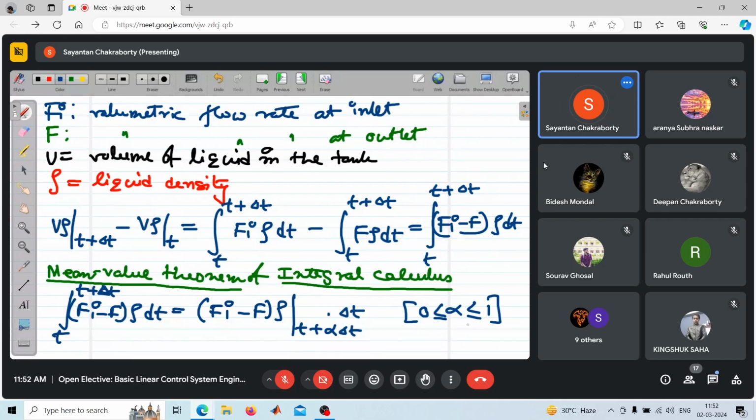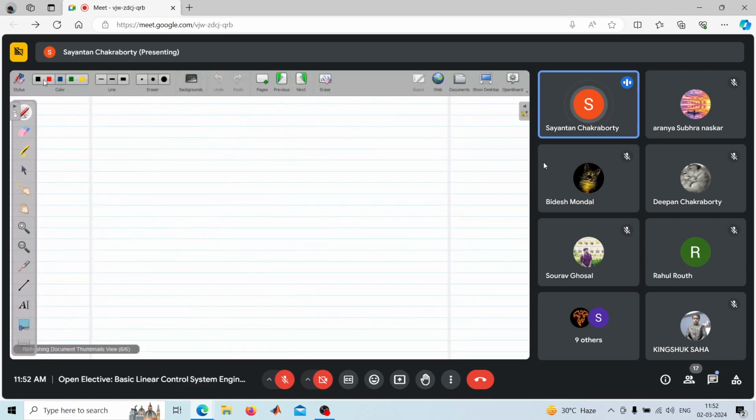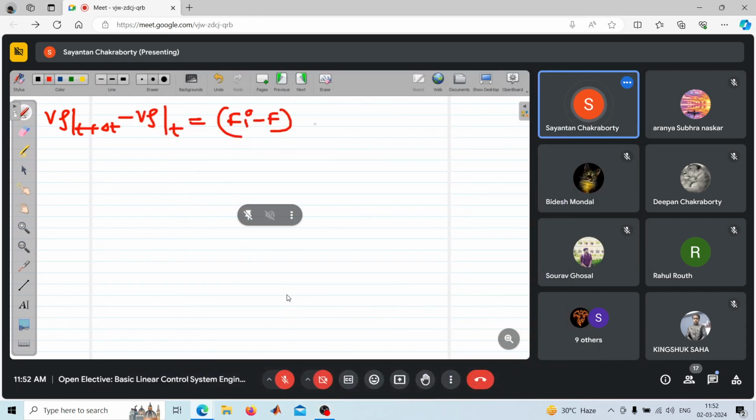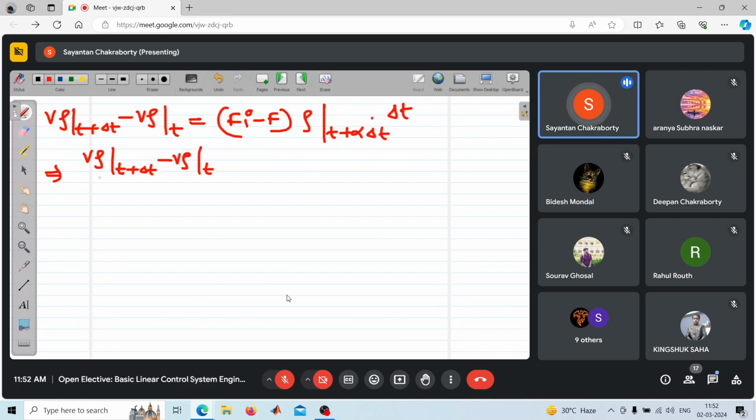So using this mean value theorem formulation, from the left hand side and right hand side, you can write V rho at T plus delta T minus V rho at T is equal to Fi minus F rho calculated at T plus alpha delta T, into delta T. So divide by this delta T, so we'll get V rho at T plus delta T minus V rho at T, divided by delta T, right?